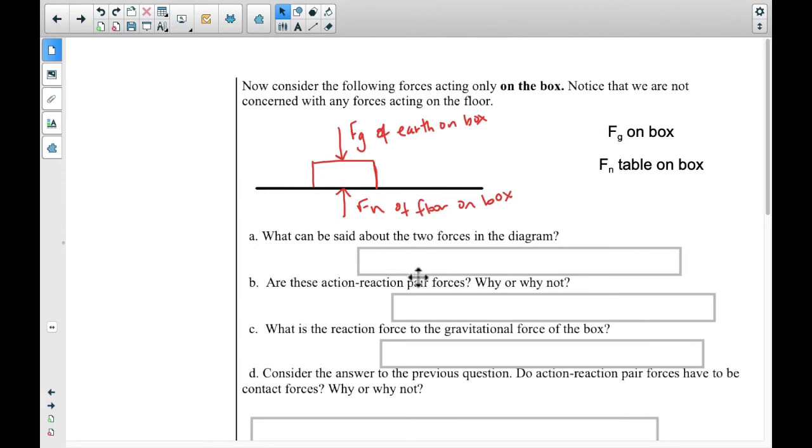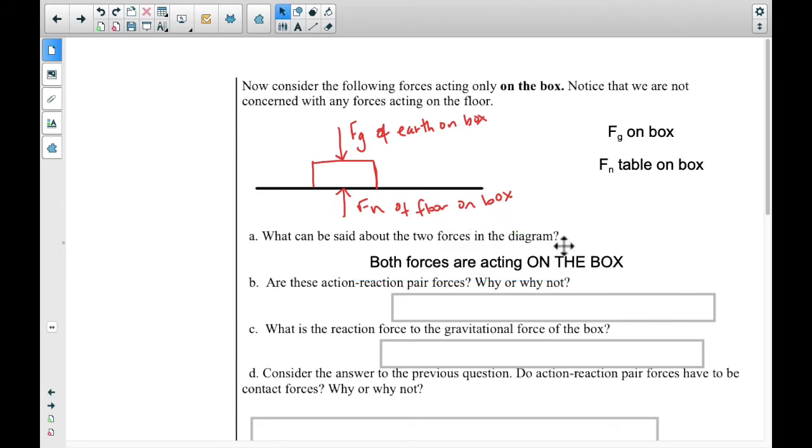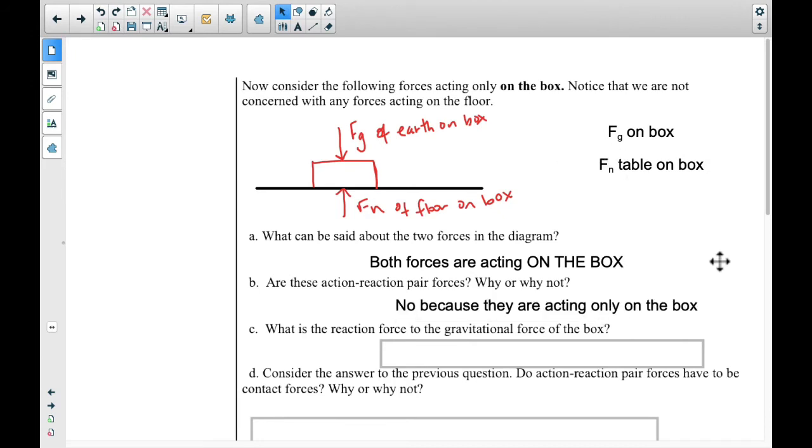Okay, what can we say about the two forces in our new diagram? We've changed up the diagram. It looks different. Well, both forces are acting on the box. They are not an action-reaction pair because they're only acting on the box. And so the question might be, well, then what is the reaction force to the gravitational force on the box? And that would be the force that the box exerts on Earth.